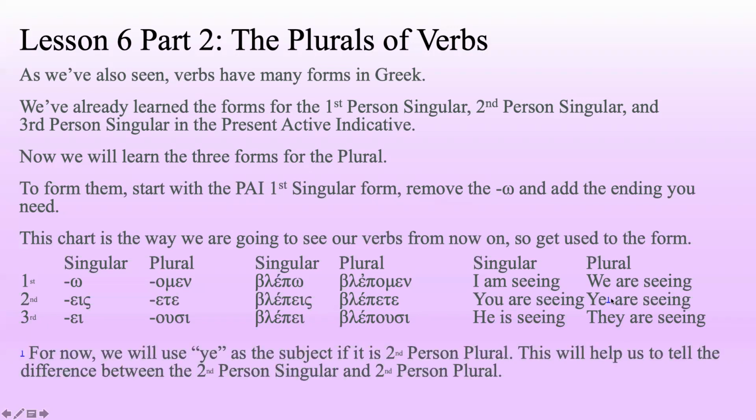And for now, we're going to use ye as the subject if it's second person plural. This will help us to tell the difference between second person singular and second person plural. Now, normally in English, we don't make a big distinction here. We normally would say you are seeing or you are seeing. There are a few ways in English that we can make this distinction to show that we have a second person plural.